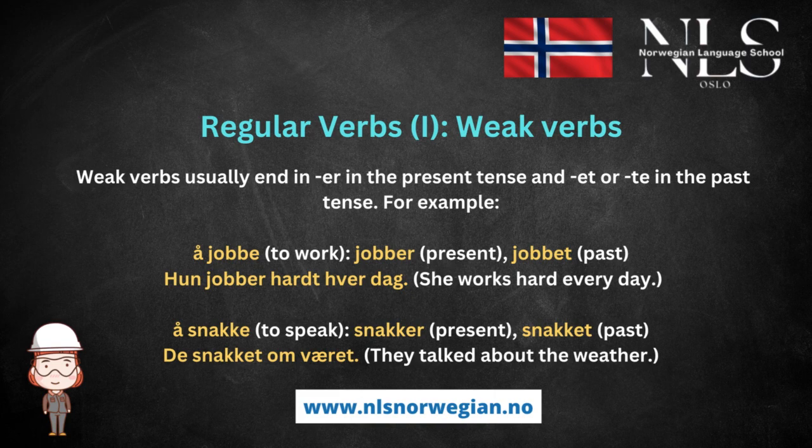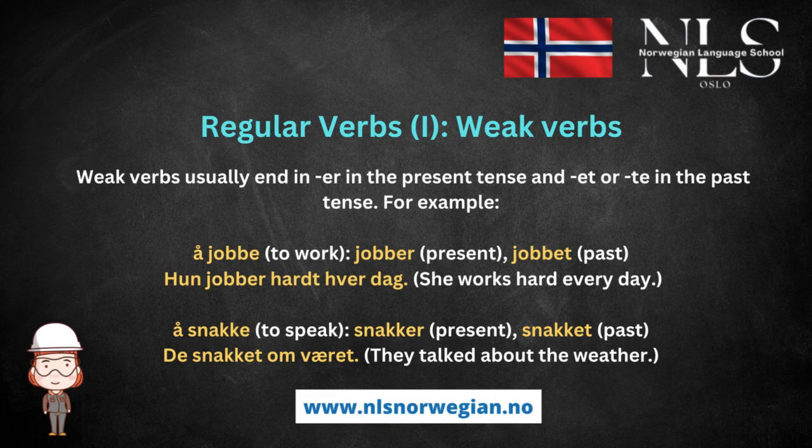Norwegian verb classes. Norwegian verbs are broadly divided into two categories: regular and irregular verbs. Let's take a closer look at these two classes, the subgroups. So, first, regular verbs. Regular verbs follow specific conjugation rules, which makes them easier to learn. They are further classified into two groups.